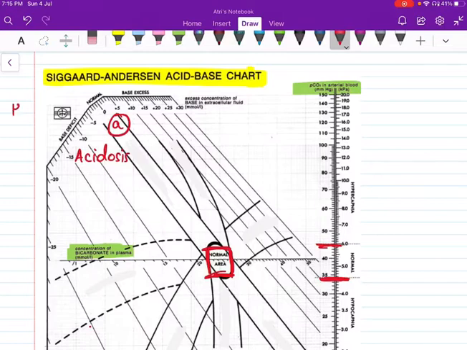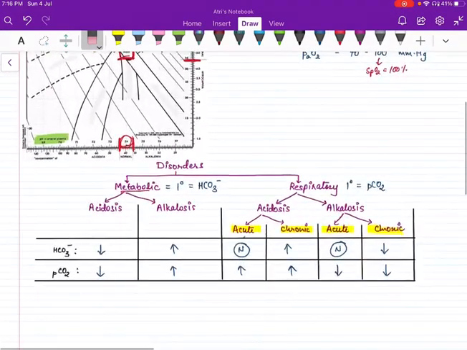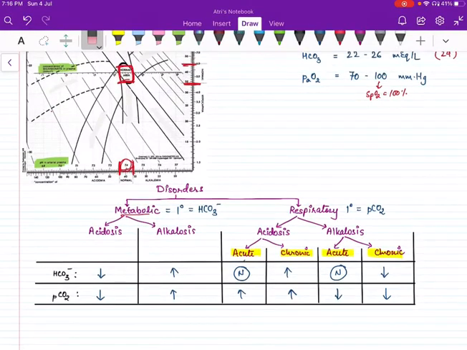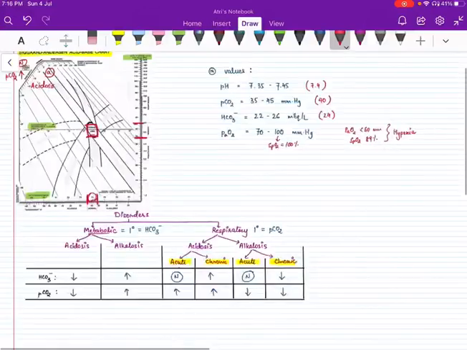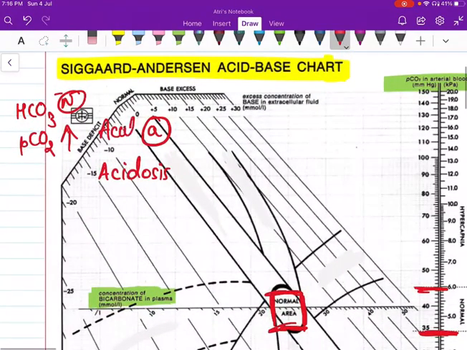What about bicarb and PCO2 concentration? If we trace bicarb here, it comes under normal range. Okay, so bicarbonate levels are normal. And what about PCO2? If we trace it here, it comes around 120. So PCO2 is increased. Now in our chart, which is that condition where bicarbonate levels are normal but PCO2 levels are increased? Bicarb normal, PCO2 increased, right? So this is acute respiratory acidosis. Why acute? Because bicarbonate levels are normal, bicarbonate compensation has not yet taken place.